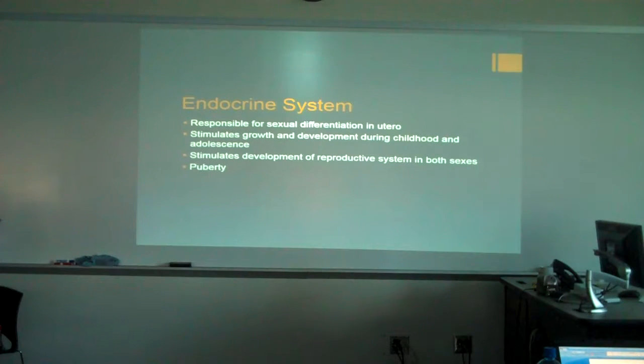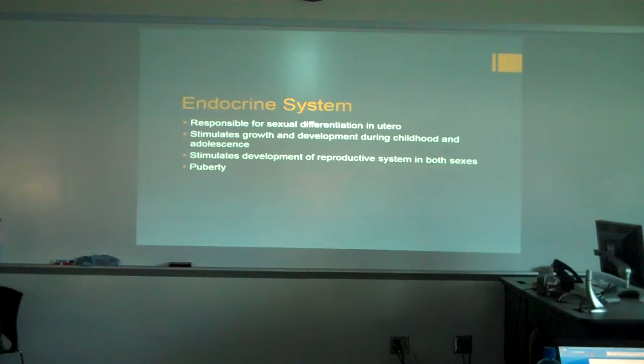Anybody know what the average onset is for girls? 9. How about boys? 11. It occurs when the gonads secrete increased amounts of sex hormones, estrogen and testosterone. The hypothalamus produces increased amounts of gonadotropin-releasing hormone, and this stimulates the anterior pituitary gland to secrete LH and FSH.